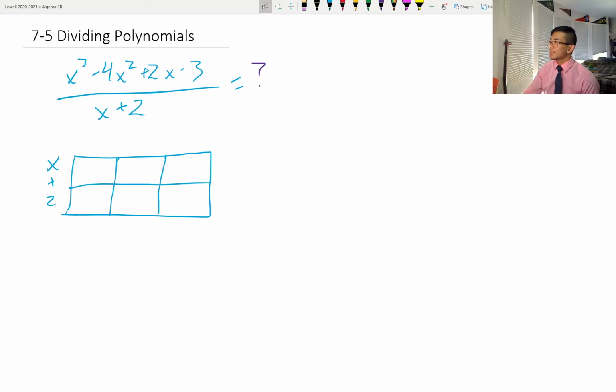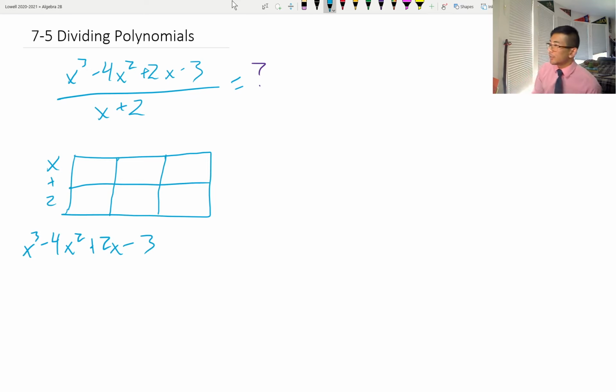Alright, so once again, I have a cubic divided by a linear binomial. I always put the divisor on the left side here, and the dividend, the thing that's being divided, slightly staggered underneath here, plus 2x minus 3. And again, we're trying to fill in the rectangles here. We know the sum of all these rectangles has to add up to this. The question is just, how does it get broken up?